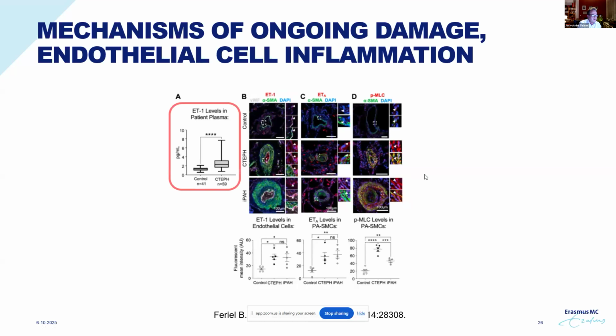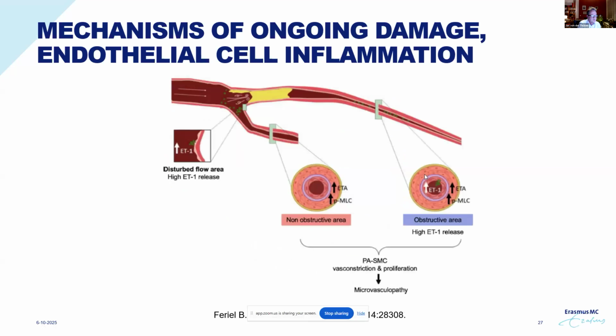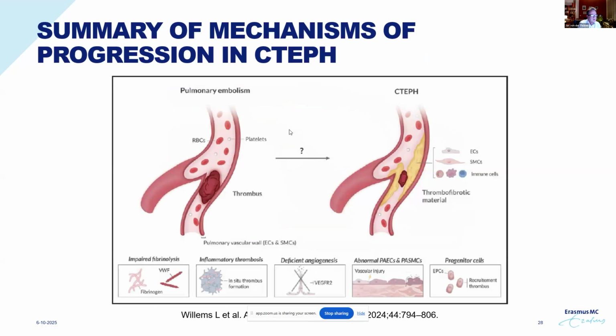Endothelial cells have also been found to be activated in CTEPH by, for instance, increased endothelin-1 levels in plasma and in the cells themselves, causing also alterations in the vasculature elsewhere in the lung. So in conclusion, I think CTEPH may be a concoction of impaired fibrinolysis, inflammatory thrombosis, which we've seen, potentially deficient angiogenesis, and abnormal signaling of endothelial cells. And these, I think, offer potential inroads for treatment in the future. And I'll stop there, and thank you very much for listening.